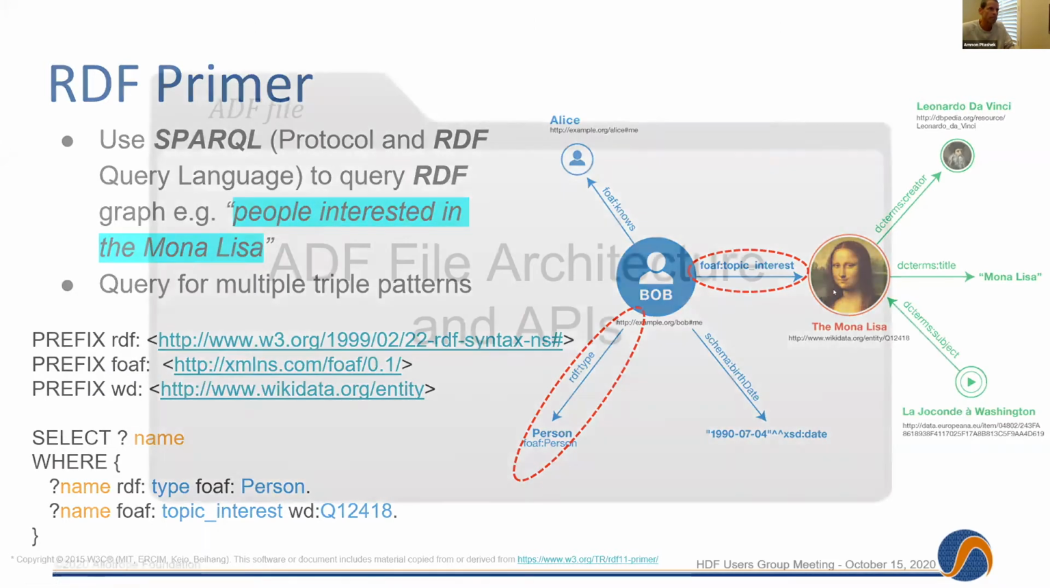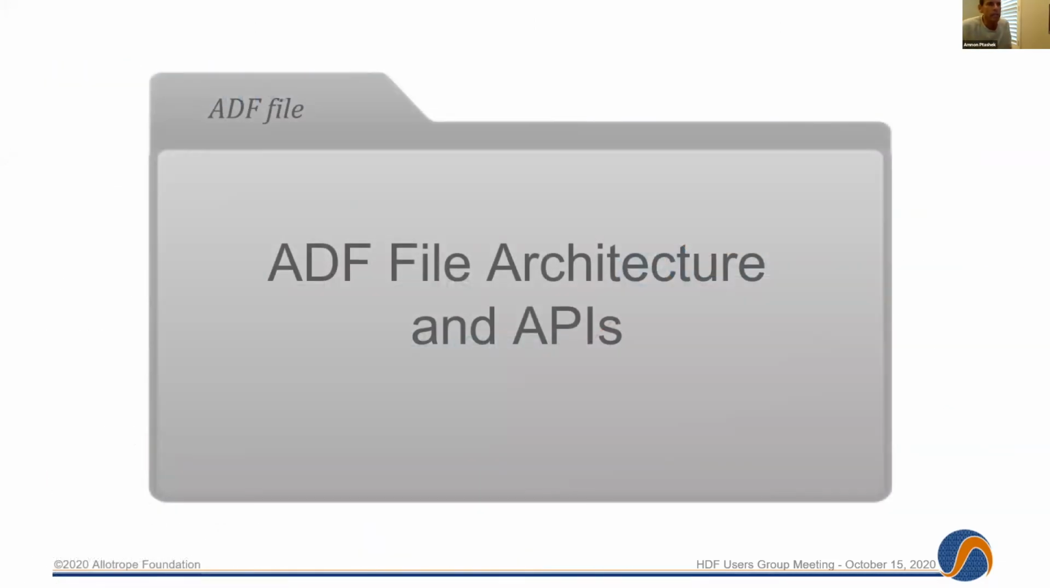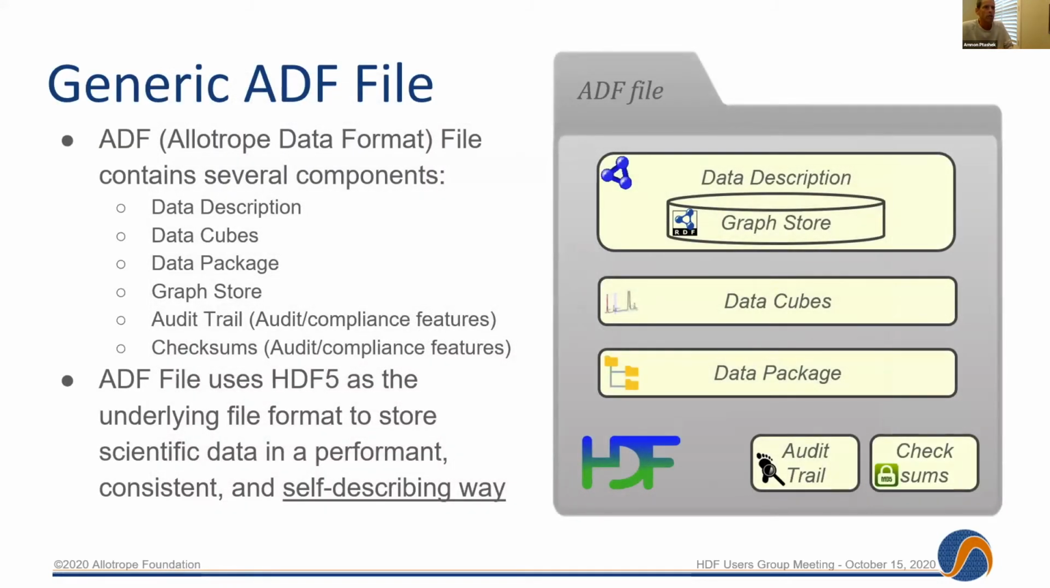So now that we are experts in RDF, we can talk about the ADF file architecture and how it leverages the HDF5 file format. We see here on the right side the general structure of an ADF file. The ADF file contains several components: a data description, remember data description, this is where the semantics are going to be stored, data cubes, data package, and some auxiliary services for regulatory and compliance.